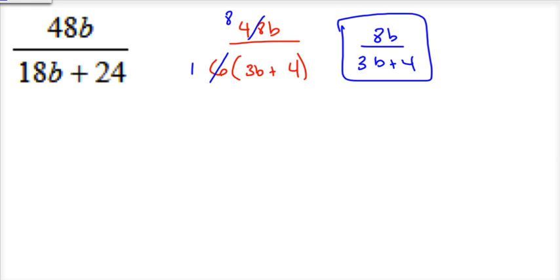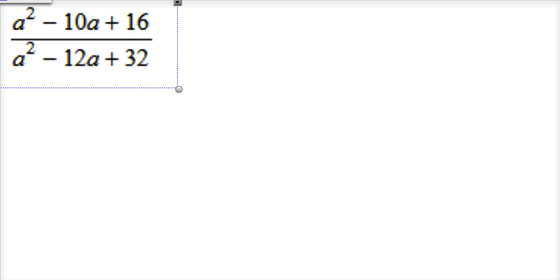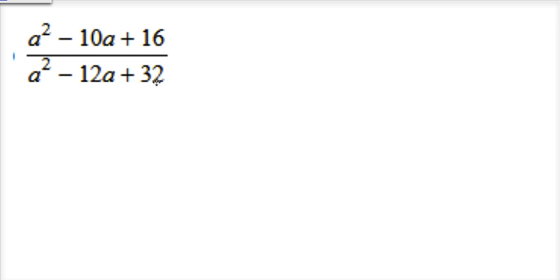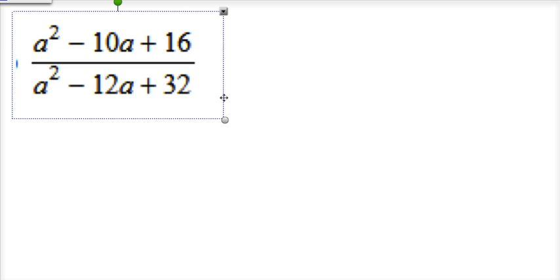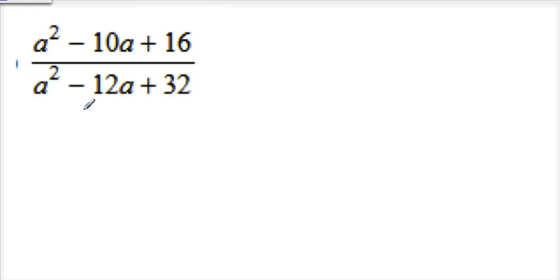So factor, factor, factor. Factor out as much as you can. Okay, let's try the next one. We have a trinomial over a trinomial here: a squared minus 10a plus 16 over a squared minus 12a plus 32. These are two I want to be able to factor.